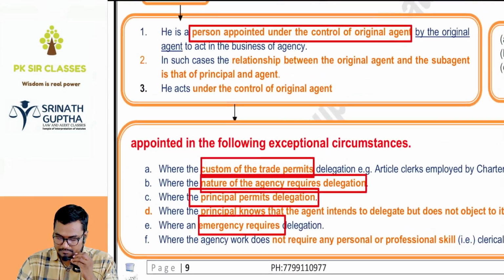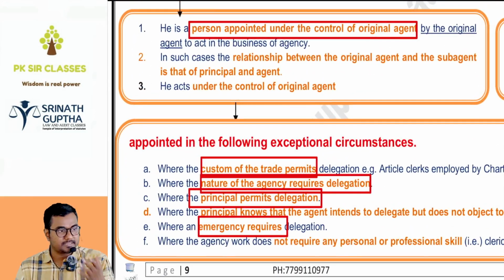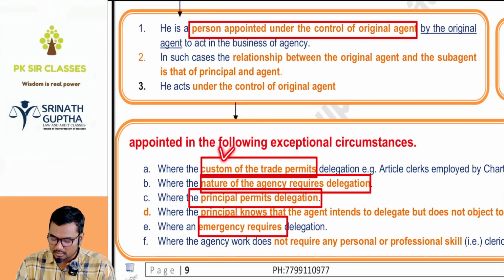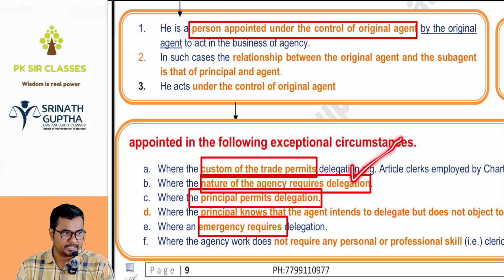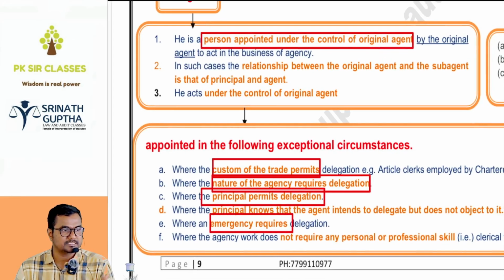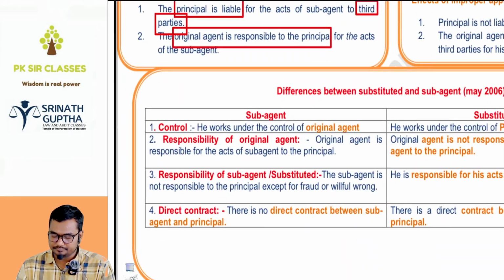So generally in the following cases, sub-agency will be valid. If it is allowed by the custom, if the nature of work requires the delegation, like building work we discussed, if the principal is agreeing expressly, if the principal is agreeing impliedly, and if an emergency requires, we can also delegate the work to some third party. He is said to be a properly appointed sub-agent.